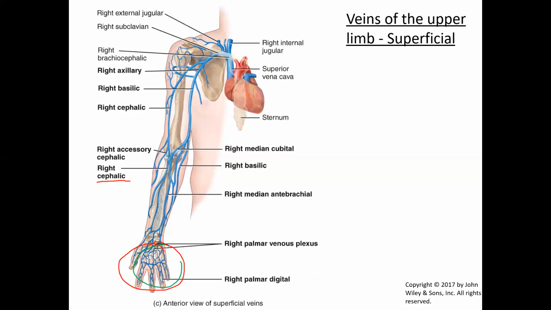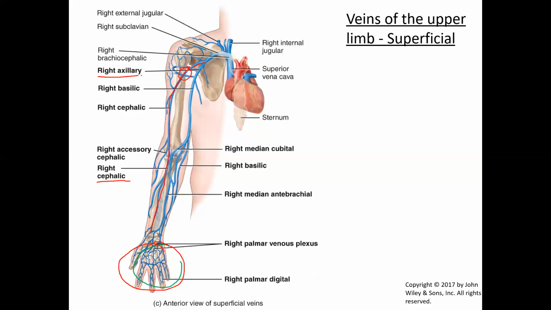And again, we're in the right upper limb here. So your cephalic vein is running up like this. It's fairly lateral, crosses at the elbow anteriorly, okay? And it's going to run between the deltoid and pectoralis major in this area, okay? So deep to deltoid, superficial to pectoralis major, and then it's going to drain into the axillary vein, which is a deep vein.